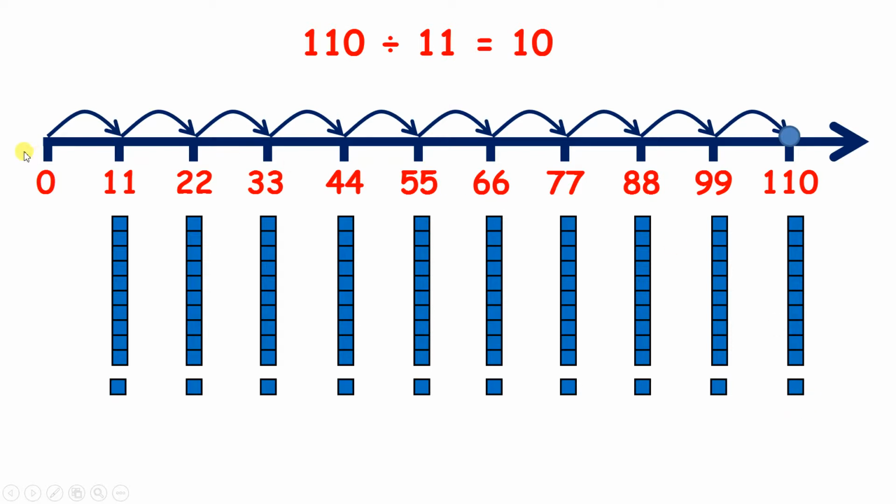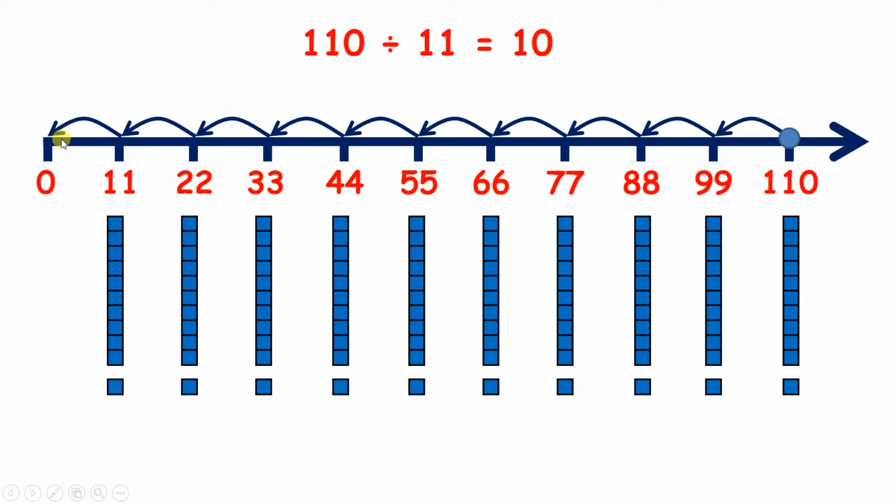So we've been looking at division as counting forwards, but that isn't really what division is. Really, multiplication is repeated addition, but division is repeated subtraction. So 110 divided by 11 is 10, because if we start on 110 and we take away 11 each time, we'll need 10 jumps to get to 0.